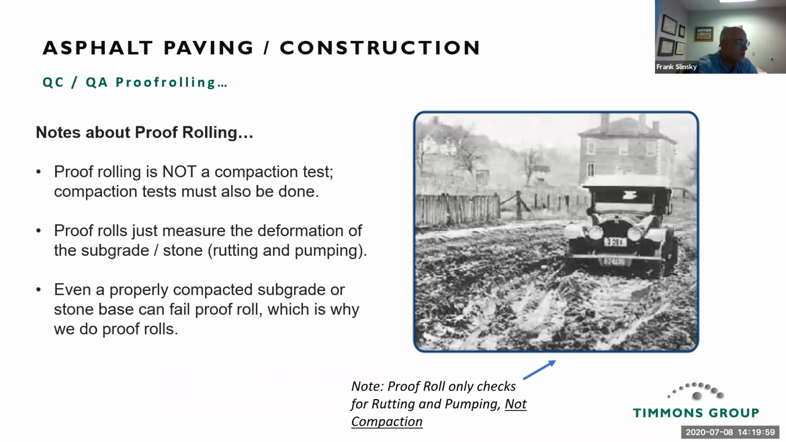So notes about proof rolling. Proof rolling is not a compaction test. Compaction tests must also be done. Proof rolls just measure the deformation of the subgrade or stone, rutting and pumping. Even a properly compacted subgrade or stone base can fail proof roll, which is why we do proof rolls.